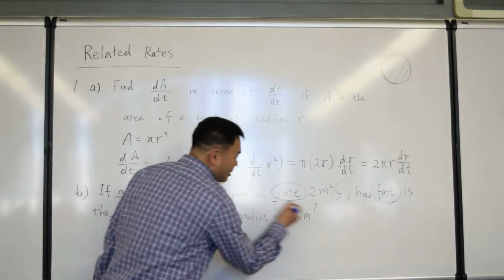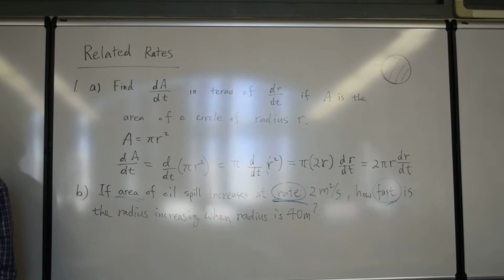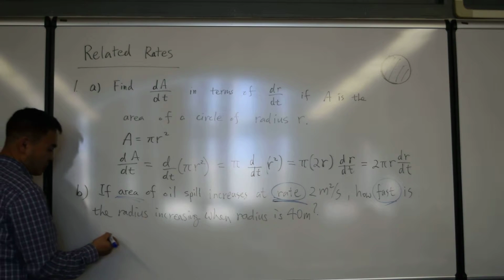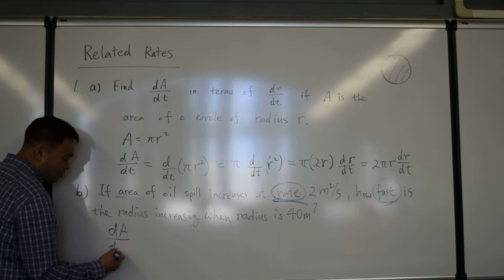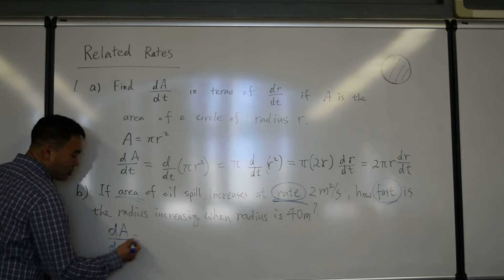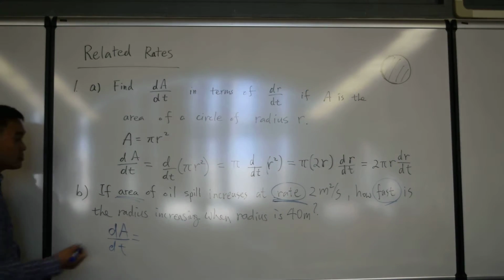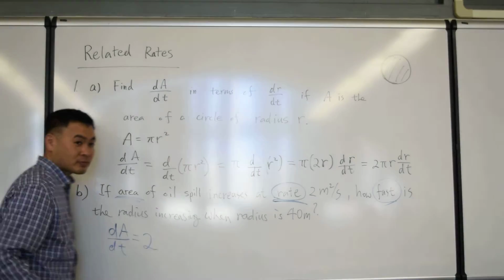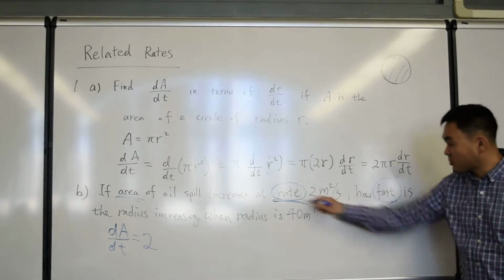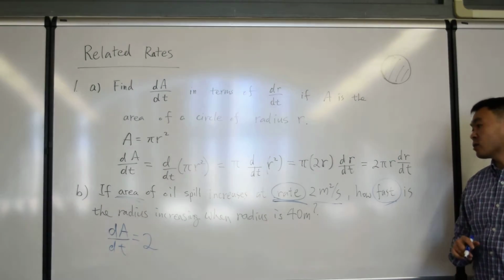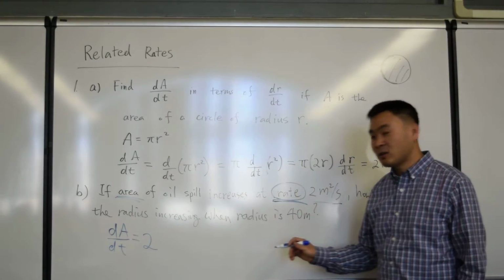Area is increasing at the rate of 2 square meters per second. How do you write this? dA/dt, because it's the rate of change of the area. And what is this equal to? This is equal to 2. That's what this first sentence is saying. And the question is, how fast is the radius increasing when the radius is 40 meters?